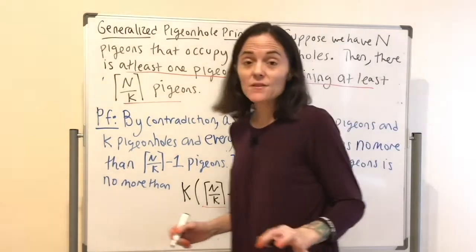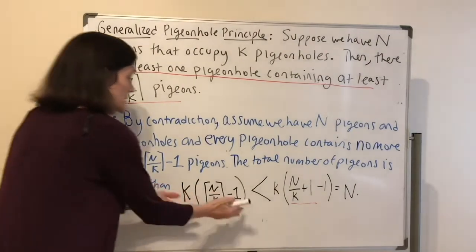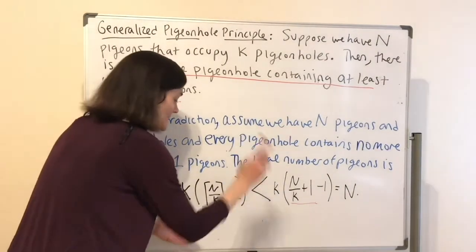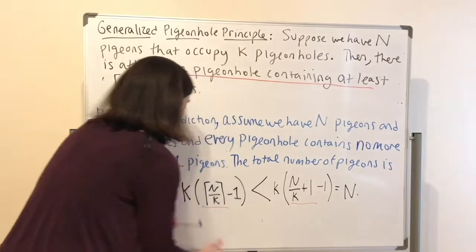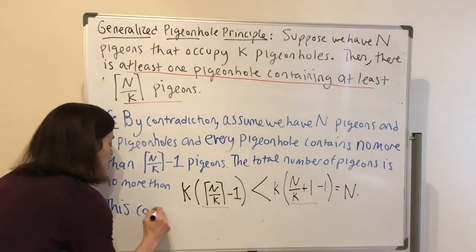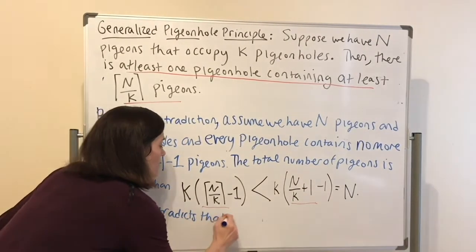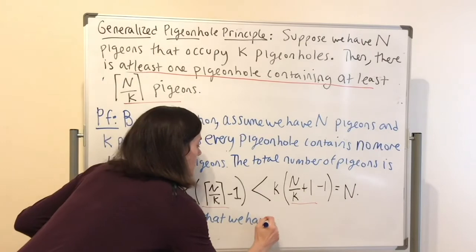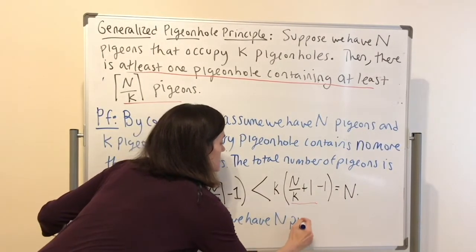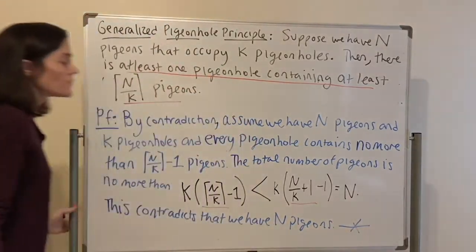So what I have, the total number of pigeons is no more than some number which is strictly less than N. And this contradicts that we have capital N pigeons. And this would be the end of the proof, okay?